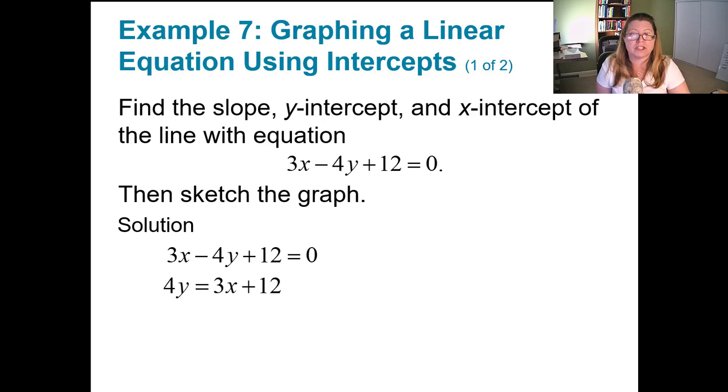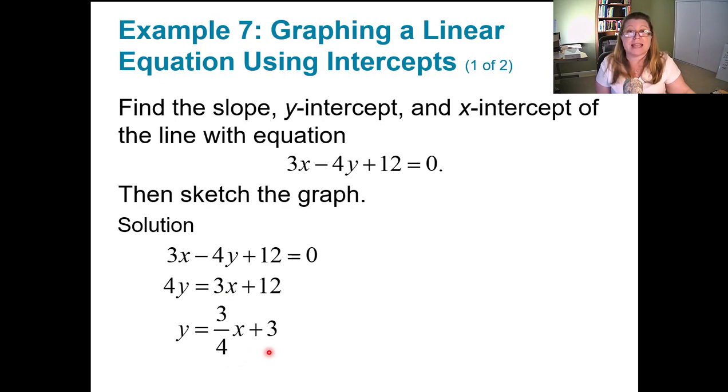The first thing we want to do is, for me, the easiest way to get the answer for the slope and the y-intercept is to solve this for y. Solve the general equation for y, and you will have immediately the slope and the y-intercept. You still need to find the x-intercept, but once you get it into this slope-intercept form, you immediately get the slope and you immediately get the y-intercept. So we can answer that immediately. Slope is 3/4, y-intercept is 3.